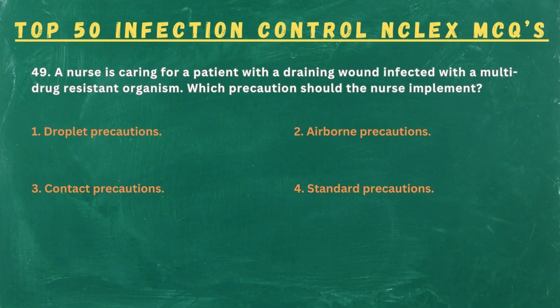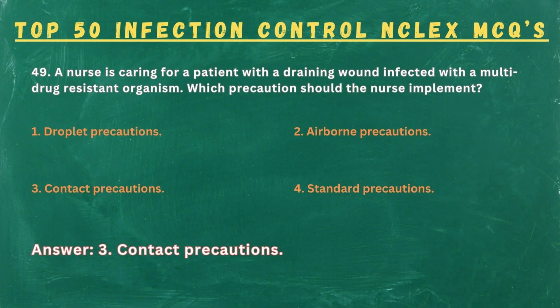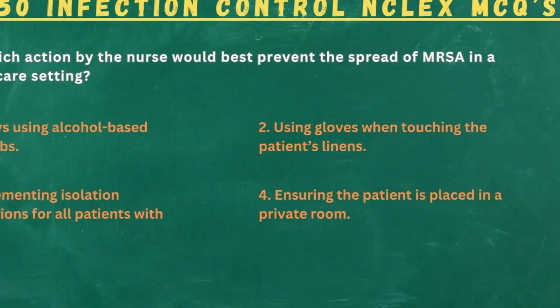49. A nurse is caring for a patient with a draining wound infected with a multi-drug-resistant organism. Which precaution should the nurse implement? 1. Droplet precautions. 2. Airborne precautions. 3. Contact precautions. 4. Standard precautions. Answer: 3. Contact precautions.